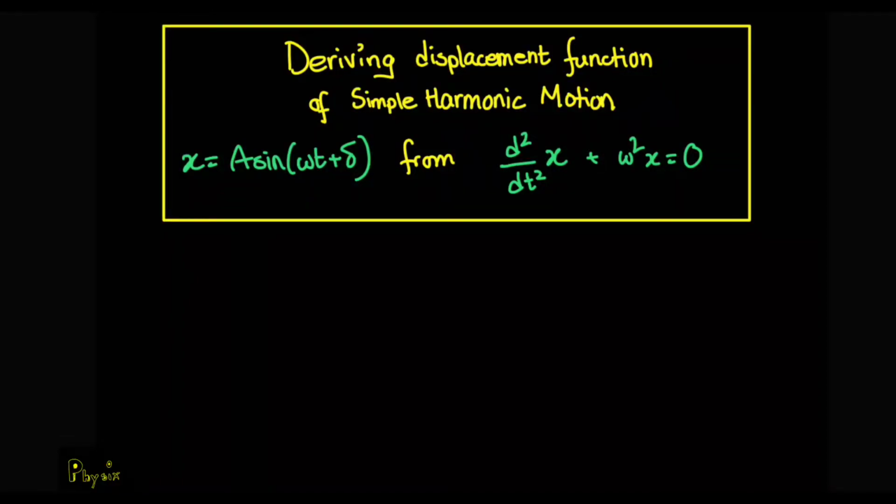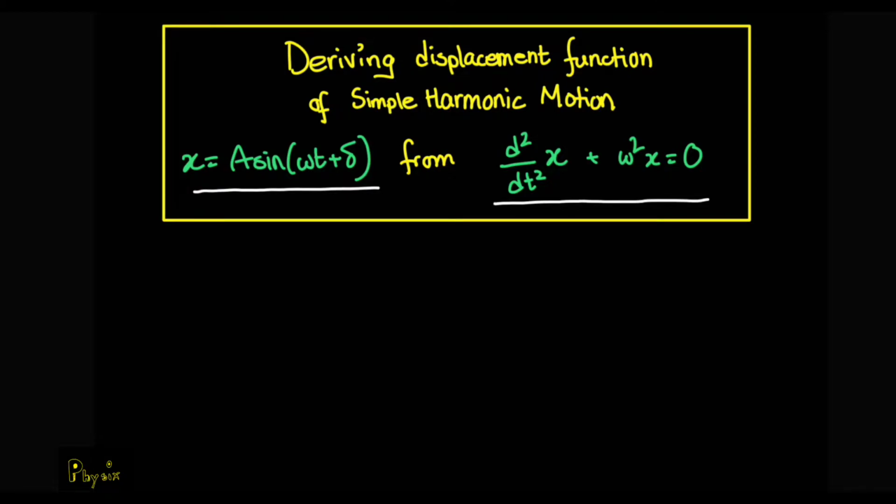We are all familiar with the displacement function for simple harmonic motion, which is x equals A sin(ωt + φ). And some of us might also be introduced to the differential equation that represents simple harmonic motion, right? But how do we actually come up with these equations and what are their derivations? Well, today we are here to discuss that and know how these derivations come about.